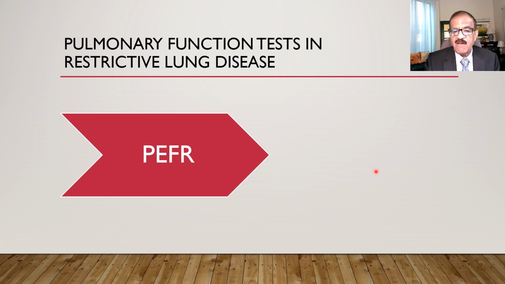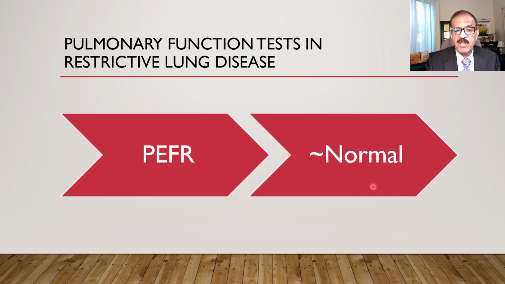Peak expiratory flow rate may also be normal or minimally effective. Why? Because the patient may not be able to sustain expiration for long, as there is only a small amount of volume that the person has to exhale, but the patient can achieve the speed that is normal for him or her because the airways are patent.